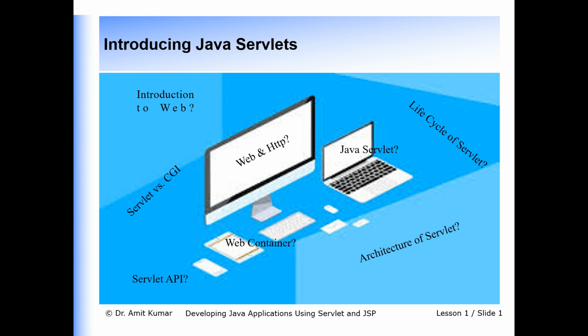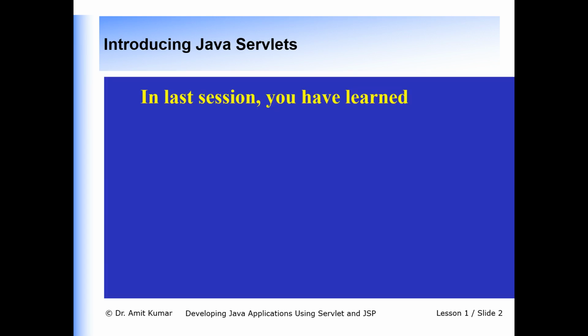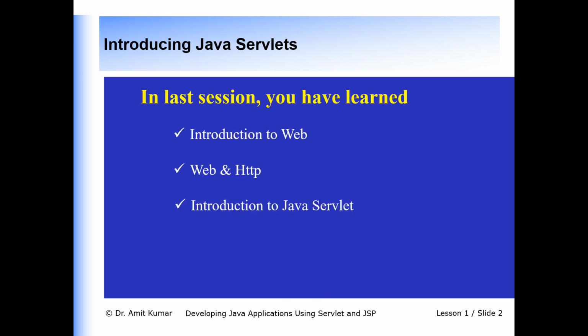First, let us take a look at the topics covered in the last session. So in the last session, you learned about the introduction of web and what is the relation of web with HTTP. After this, you covered the basic concepts of Java servlets: what Java servlets are and how a Java servlet is used to create a dynamic web page. After that, you learned about the difference between servlet and CGI, or what is the need of servlet.